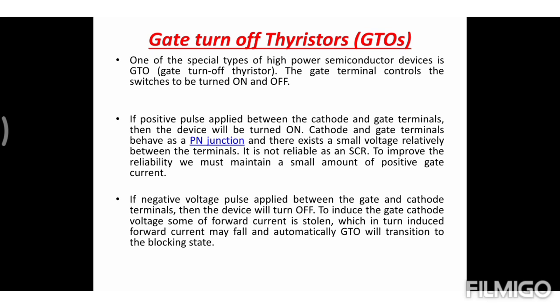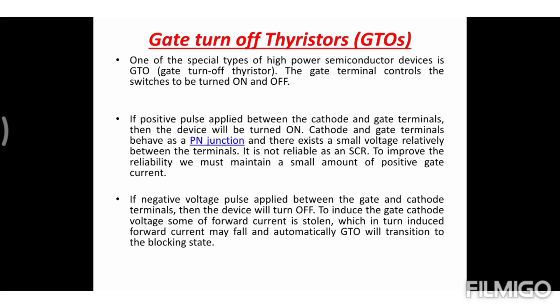Next, how can we turn off this GTO? Means by applying a negative voltage pulse between the gate and cathode terminals. By applying this between the gate and cathode terminals, we can turn off this device. To induce the gate cathode voltage, some of the forward current is stolen, which in turn makes the forward current fall, and automatically the GTO will transit to the blocking state.